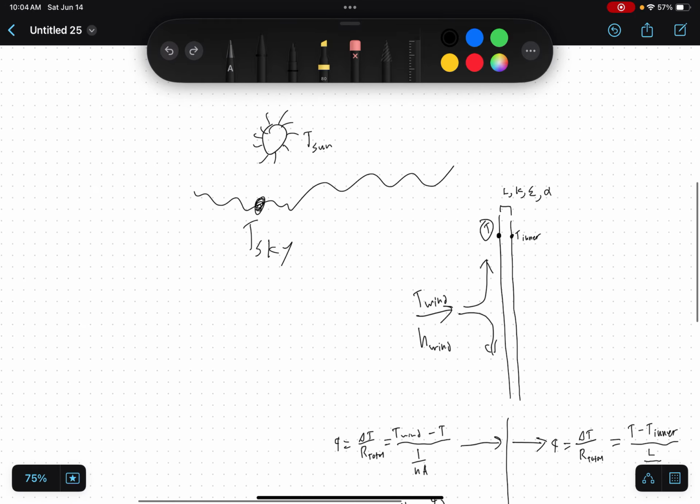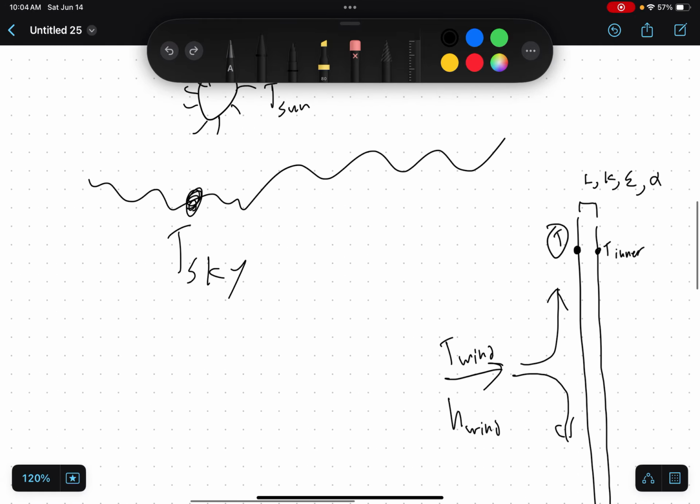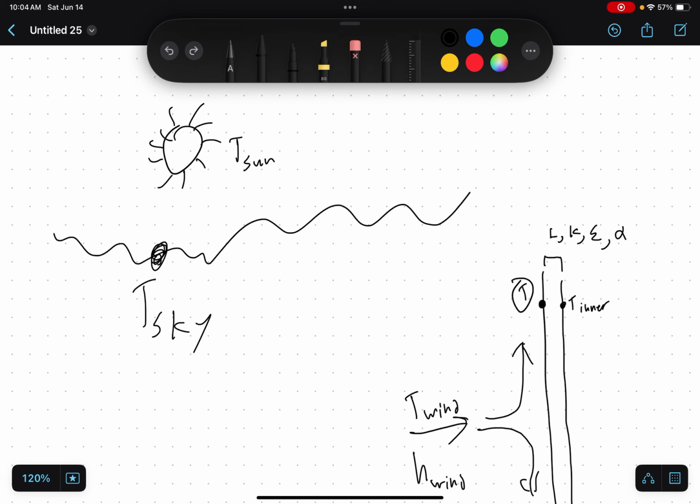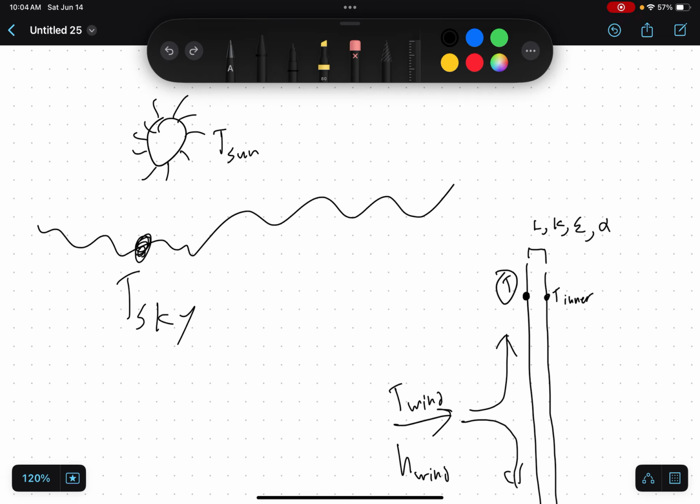The last thing is, I debated whether or not to include it, but I'll include it because some places want you to include it, some places don't really care. This T sky. So what is this? Just like the sun is radiating heat to the window, the window also radiates heat back out to its surroundings. Maybe it's better if I say surroundings. So this could be radiating heat to a building across the street, to the grass, to the tree, whatever.